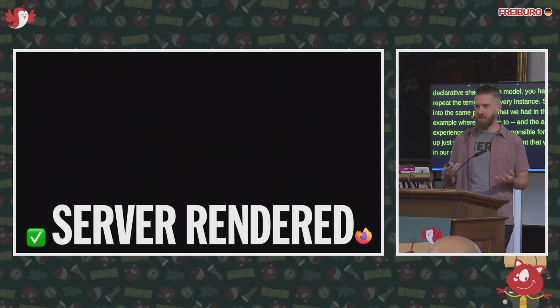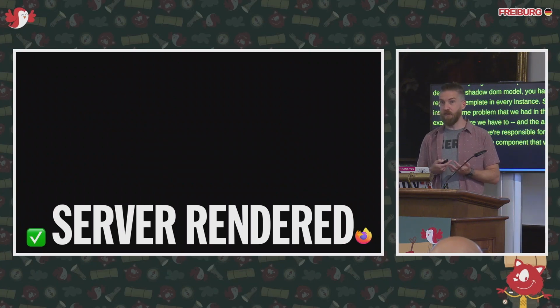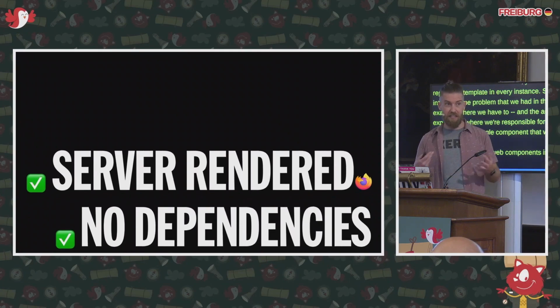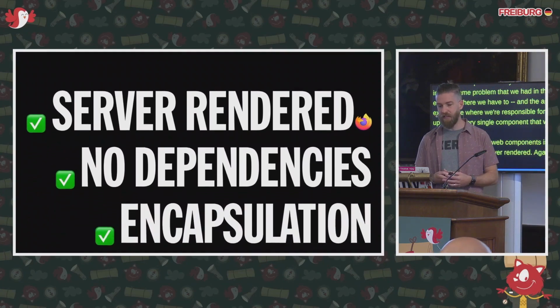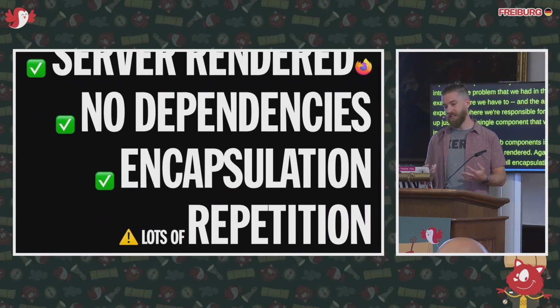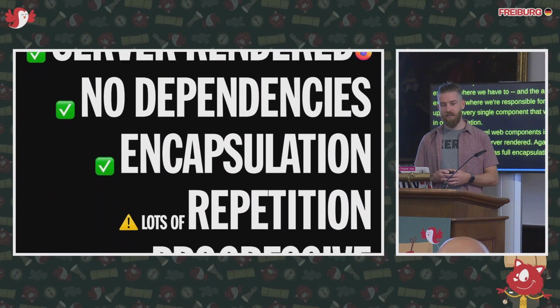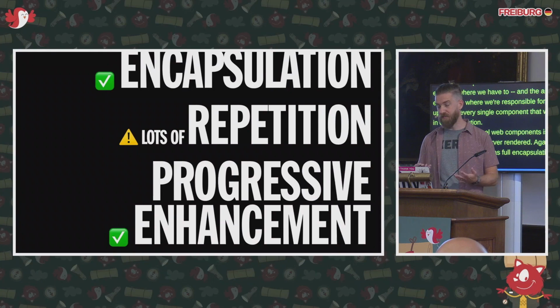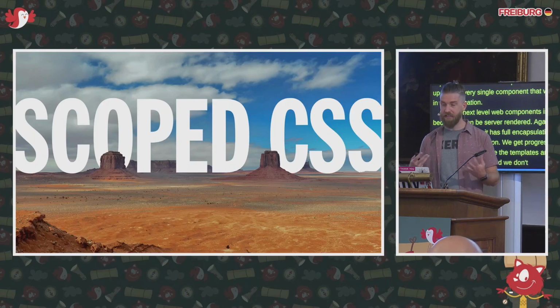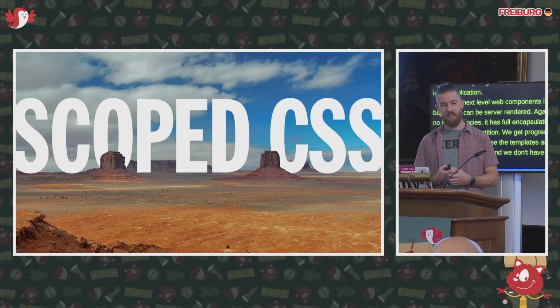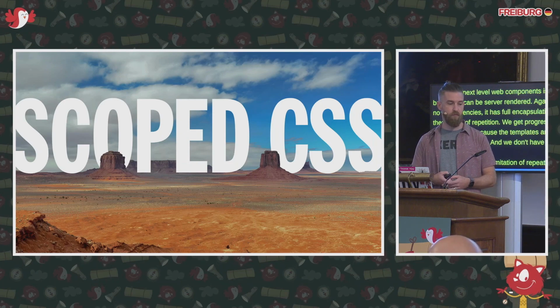So this next level of web components is great because it can be server rendered. It does, again, still have no dependencies. It has full encapsulation, but there's lots of repetition. We get progressive enhancement because the templates are reused for us automatically. And we don't have layout shift. Great. But it still has that limitation of repeating those templates inside of your code.